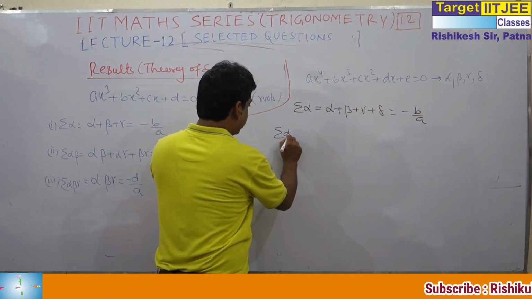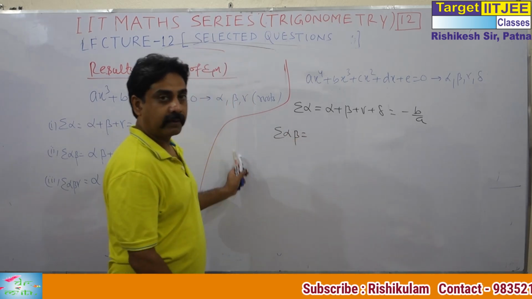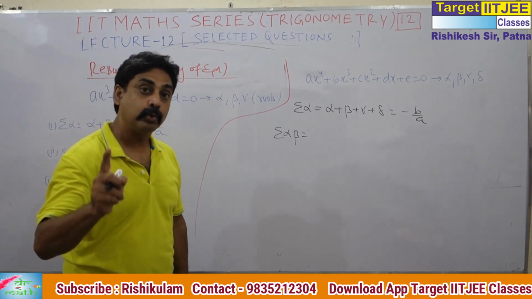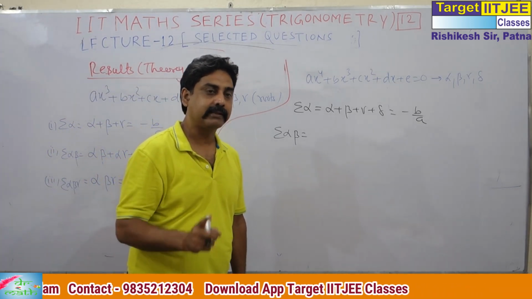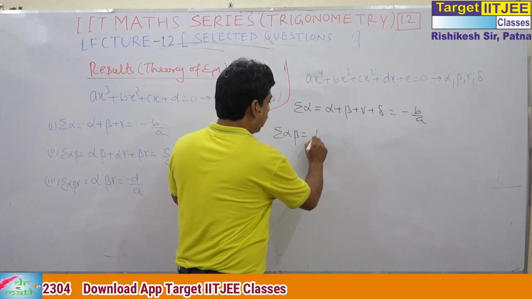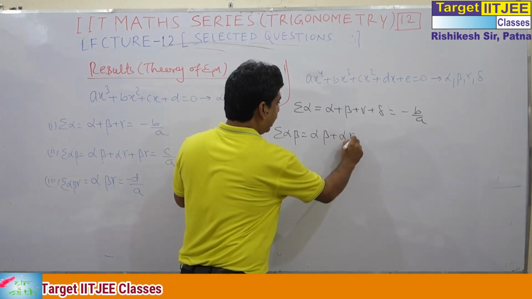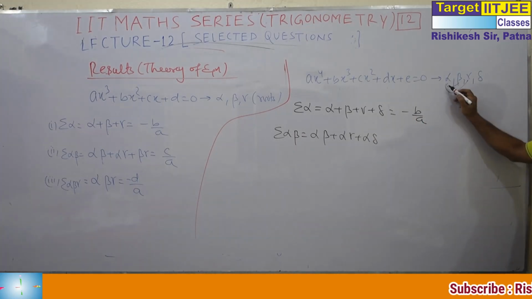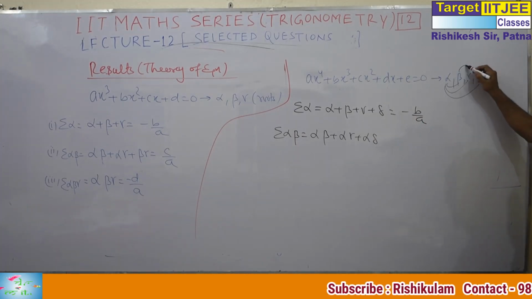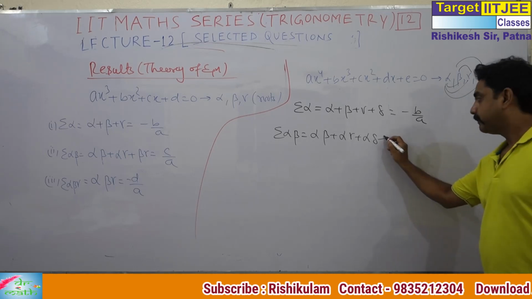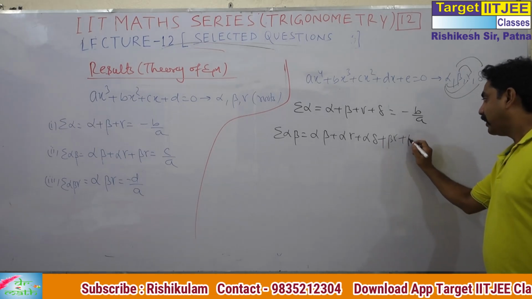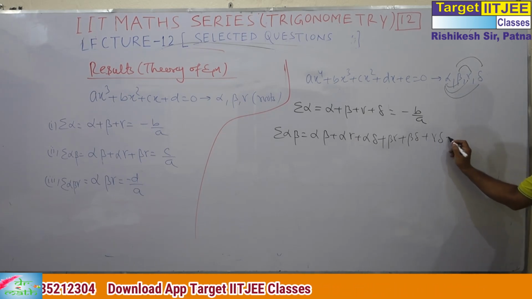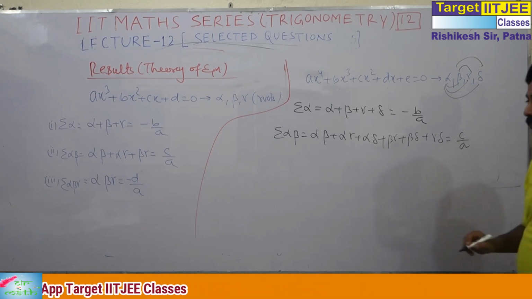What is sigma alpha beta? Sum of product of roots taking two at a time. Taking two at a time, very common phrase in mathematics. Taking two at a time means alpha into beta plus alpha into gamma plus alpha into delta. Now beta into gamma and beta into delta. And finally gamma into delta. This is c by a.